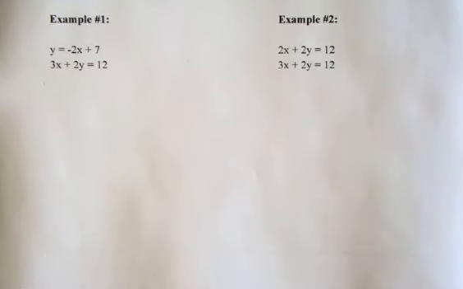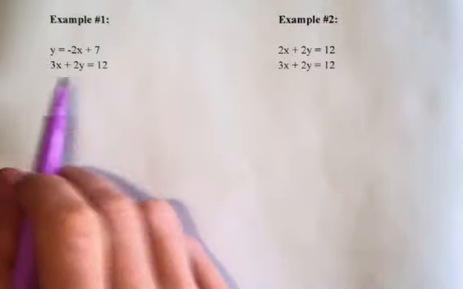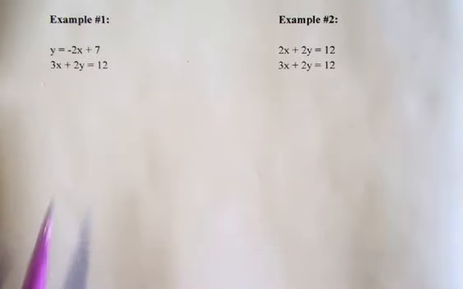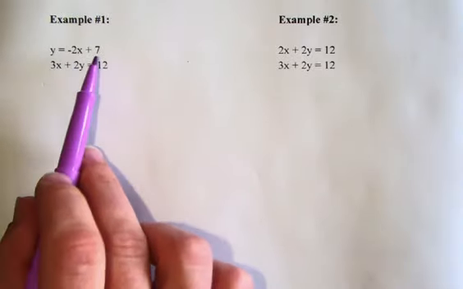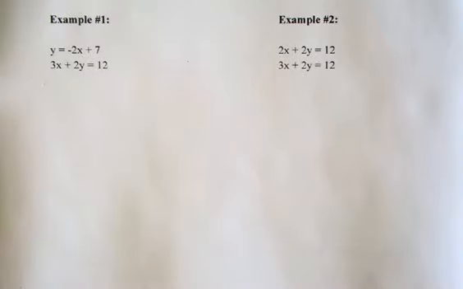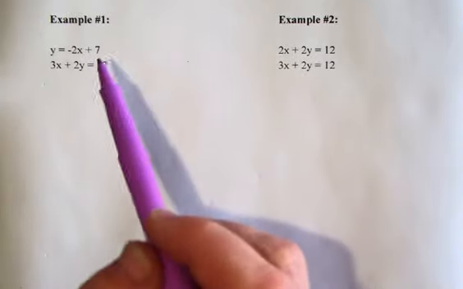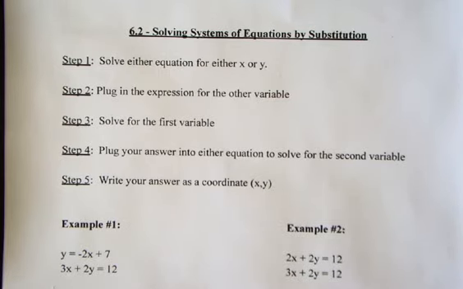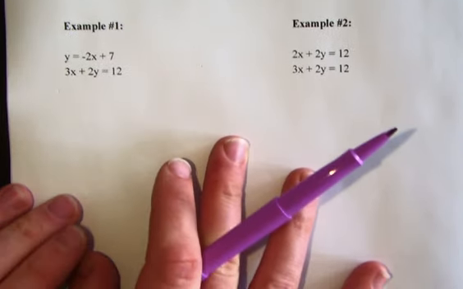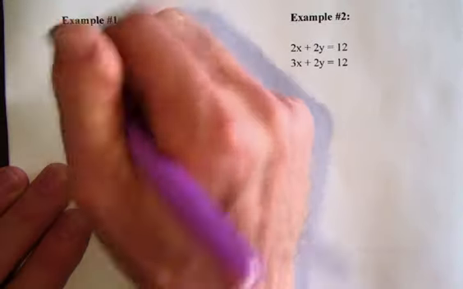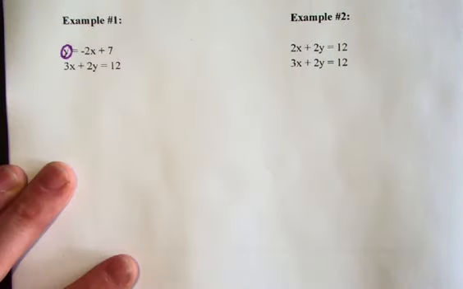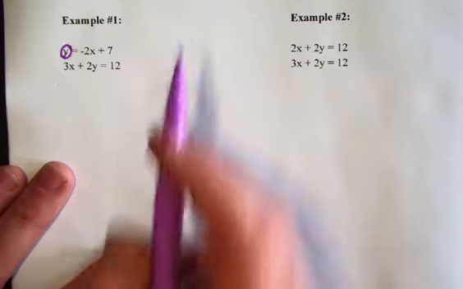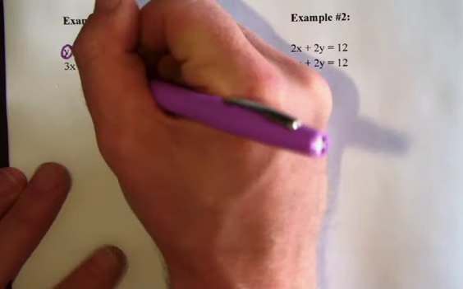So first one is going to be example 1. And we have y equals negative 2x plus 7 and 3x plus 2y equals 12. Well, step 1, if you look up above, was to solve either equation for either x or y. Well, conveniently, we've already got one here, right? This is solved for y. So that's our y here. And then we have the second equation, 3x plus 2y equals 12. Well, here's the y right here, all right?